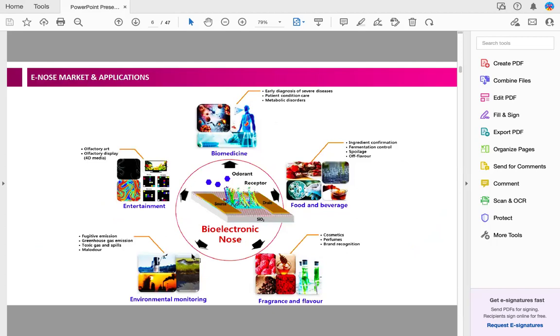This is an application of ENOS. You can use ENOS, of course, to diagnose diseases, especially respiratory-based. When you breathe in and breathe out, certain chemicals are expelled, and then they can be exposed to the sensors, and the sensors can do some analysis, and the reading can be translated into whether there is a possibility that you have a certain disease.